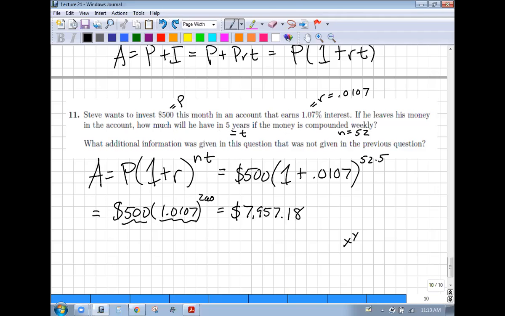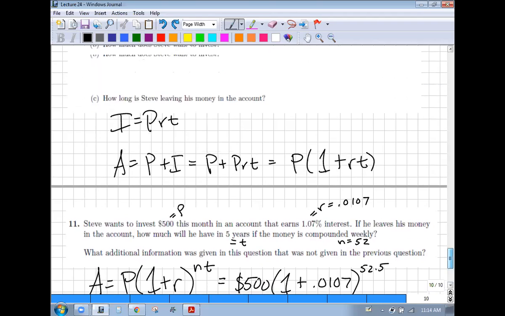1 plus R to the NT. Yeah, 1.0107. 52 times 5 years, 52 times 5. Yeah, let's try this again. 1.0107 to the 260, times 500. Well, I'm getting 7,000. This sounds like a lot to me, though.